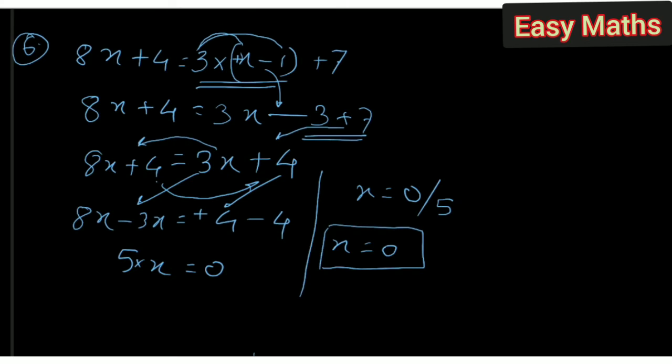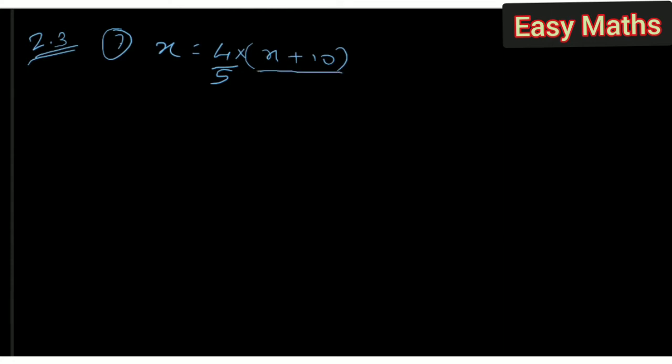Let's look at the next question. We are solving exercise 2.3 and now we are in question number 7. So what is question 7? x is equal to 4 by 5 into x plus 10. There is no sign here in between. That means there is multiplication. Simple question. There is nothing in the denominator, that means there is just 1.